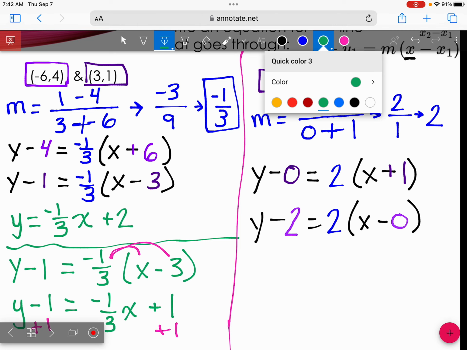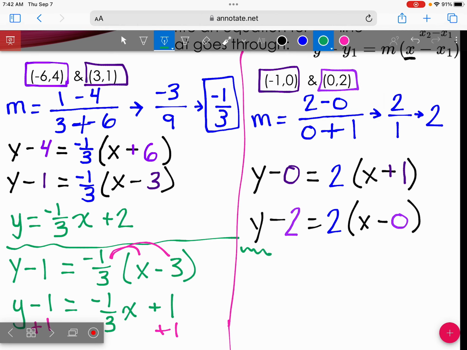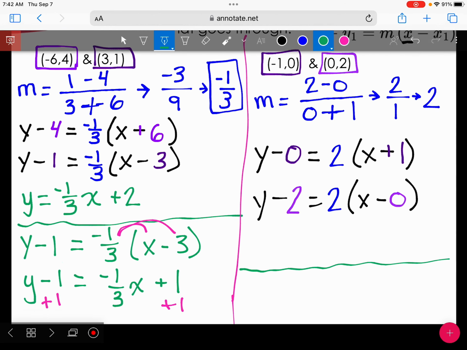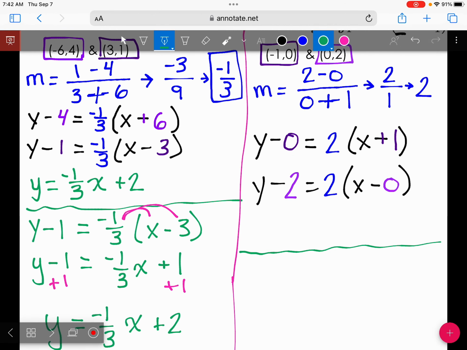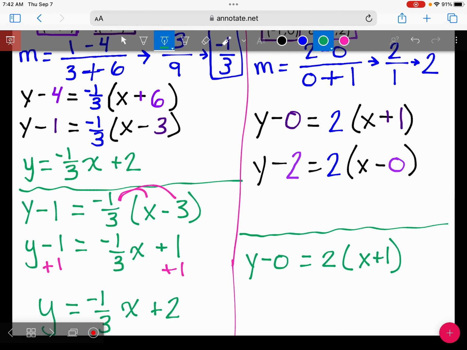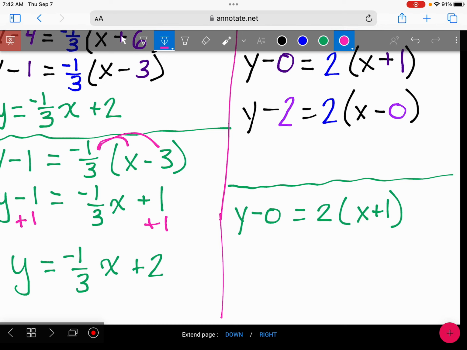Questions on either of those 2? Because our last piece is that we are going to find our slope-intercept form. You can take either one of the equations. I do not care which one. The y minus 0, let's do the y minus 0. Y minus 0 equals 2 times (x plus 1). And what are we going to do to get this into slope-intercept form? Distribute the 2.